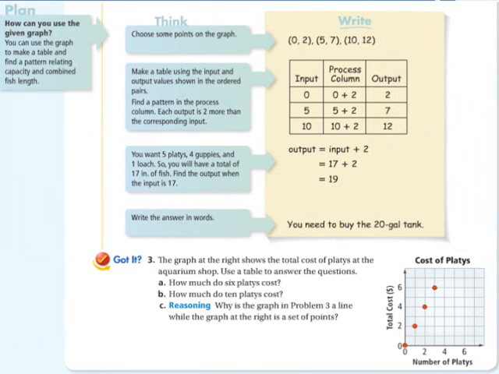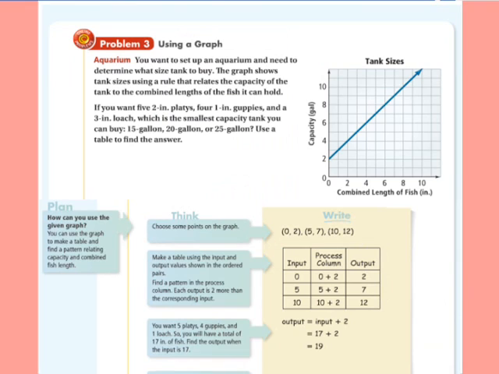All right, let me make this a little bit easier and put this on the same page for you. Okay, so there, now we have it all on the same page. We can see we have input 0, and then the process column is 2, so that's fine. What about 5? We go out here to 5, and that's up here at 7. So from 5 to 7. We go over here to 10, and 10 is all the way up here at 12. So we see each time that all we're doing is taking the input and adding 2.